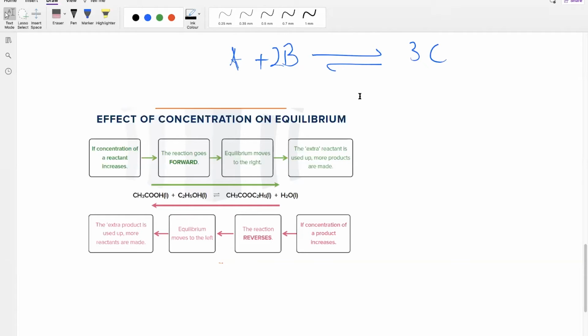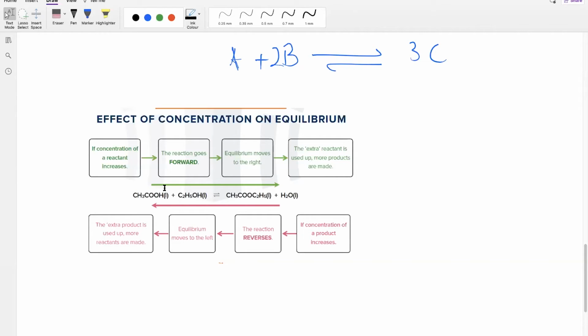Similarly, if you increase the concentration of a product, like for example, in this reaction, I added water, then what will happen? That water, the extra that you added, is going to react with this substance, and it's going to go backwards or going to the left. So we say equilibrium shifts to the left, or equilibrium moves to the left, so that it produces this. So whatever you increase, the system will try to decrease it, and that is how it affects the equilibrium.